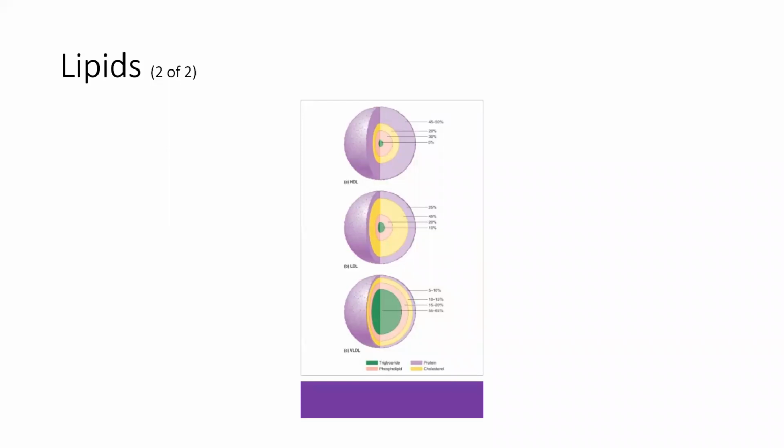So these are our lipids. The green color is representing the triglyceride, the purple is protein, the pink color is the phospholipids, and the yellow is the cholesterol.